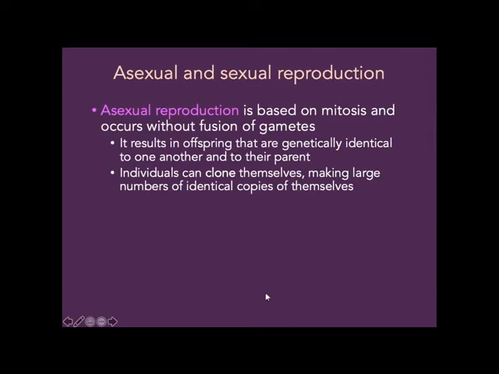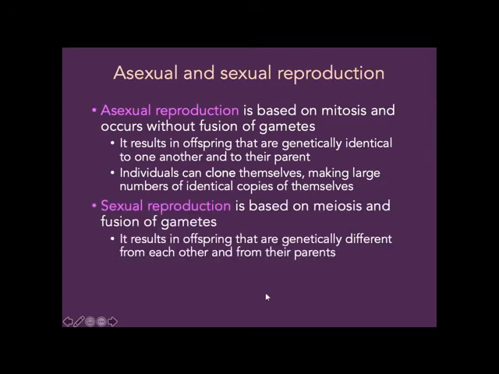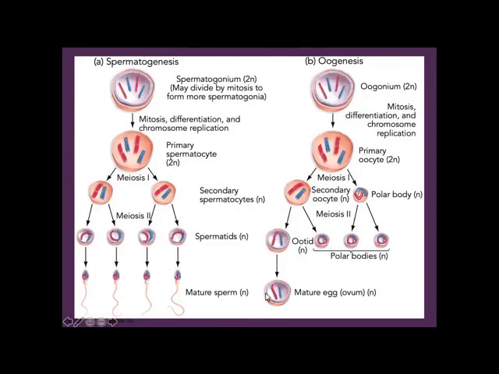So if you've ever seen a dandelion make those white puffy things and then all the seeds go everywhere, those are actually clones of the parent dandelion. Alright, sexual reproduction is based on meiosis and fusion of gametes, and so if you undergo sexual reproduction, the offspring are going to be genetically different from each other and also genetically different from their parents. So I don't think we've talked about this before, but let's review how in animals sperm and eggs are made.